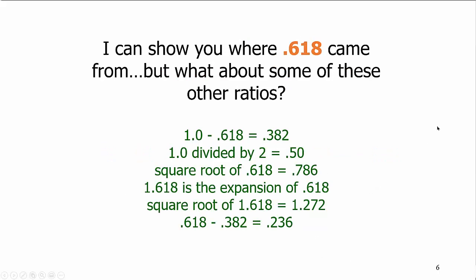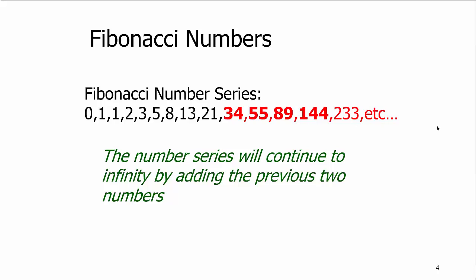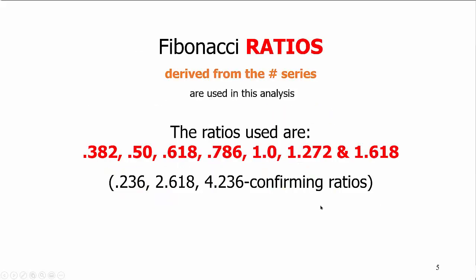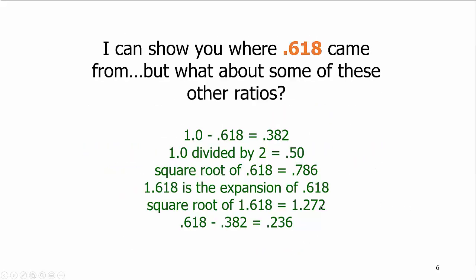So 618 actually comes from in between the number series. Actually, let's go back to that. For example, if you multiply 13 times 1.618, you're going to come up with the next number. So basically, the golden ratio is inside of these numbers. That's where the 618 comes from.